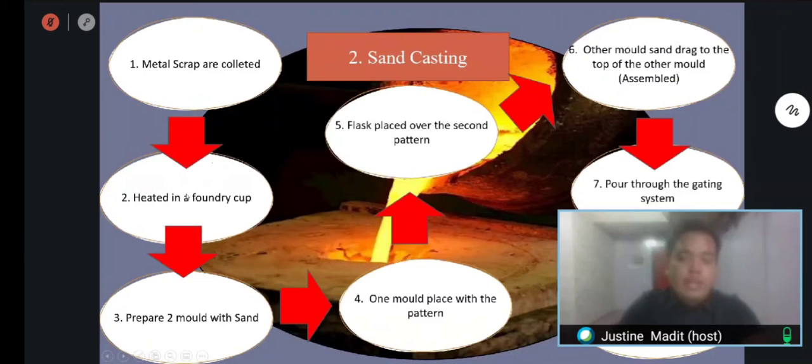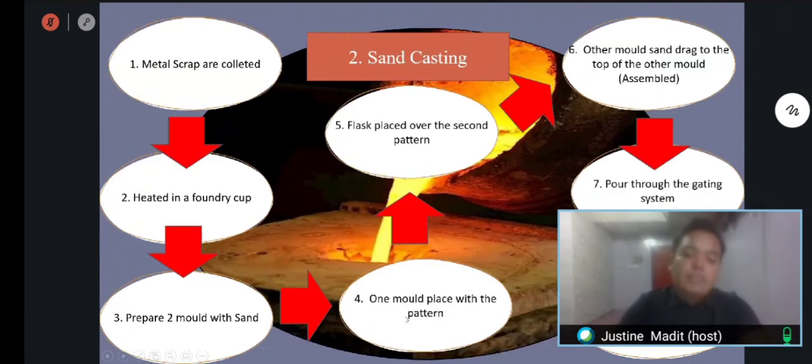at a boiling temperature, and the boiling temperature for stainless steel is 1510 degrees Celsius. Basically the cup is made of porcelain, whose melting point is higher than that, so that the cup does not melt during the process. After the metal is melted, we prepare two molds with sand, which is where the pouring process takes place.